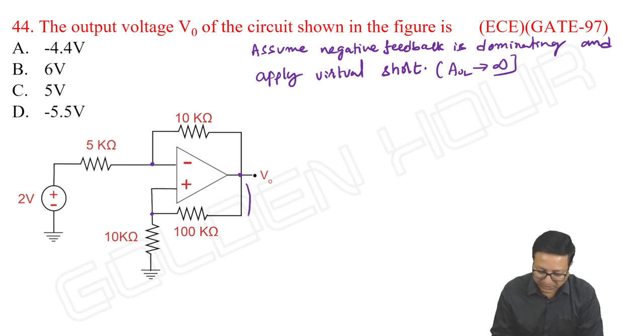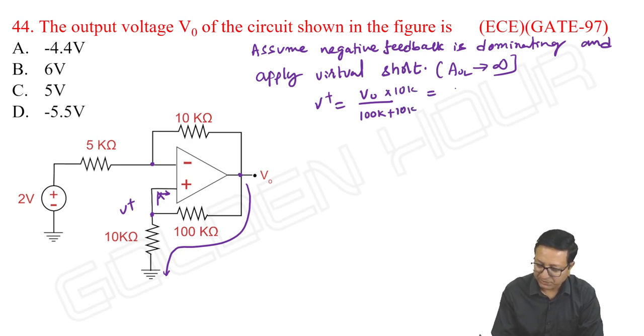See, from output, whatever the current comes, entire current will go like this only. No current enters into this non-inverting terminal. If so, what is the voltage at this point? V plus. What we can write for V plus? V plus is equal to V output by voltage division rule, 10 kilo ohm by (100K plus 10K) into V output. That is V output by 11.